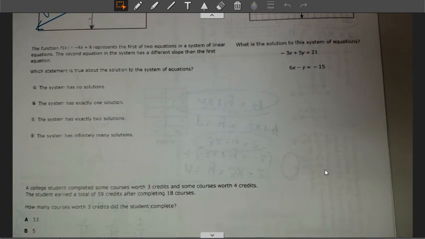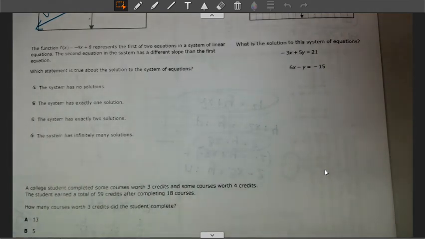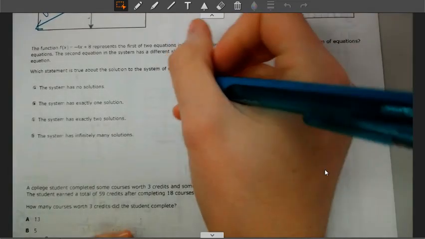The function f of x is equal to negative 4x plus 8 represents the first of two equations in a system of linear equations. The second equation in the system has a different slope than the first equation. Which statement is true about the solution to the system of equations? Okay, well, there's 3 different ways that we can have solutions. We can have one solution, we can have no solution, or we can have infinite solutions.